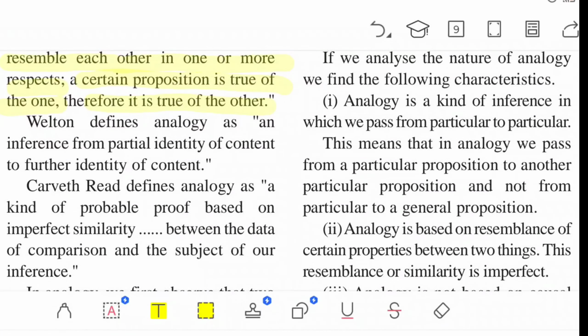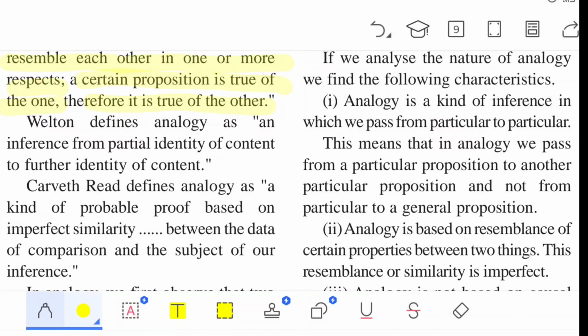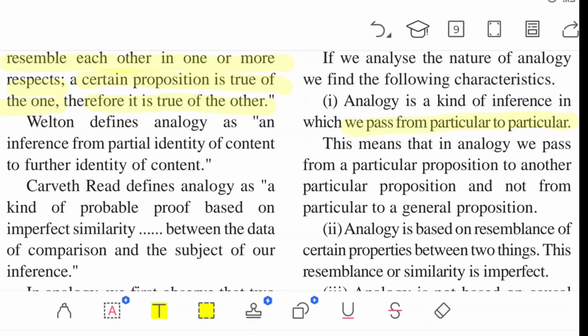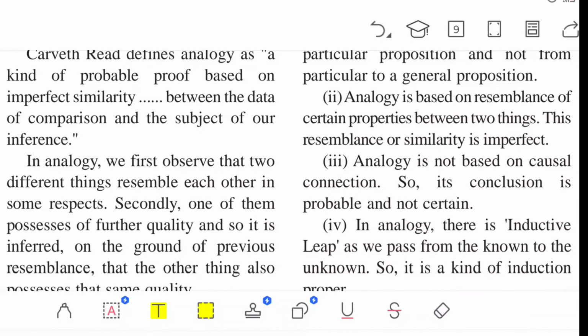So if we see the characteristics of analogy, then we can say analogy is a kind of inference in which we pass from particular to particular. Eta particular bostur pora ami beleg eta particular bostur ki koru characteristics bilak janiboloi try koru. Analogy is based on resemblance of certain properties between two things. This resemblance or similarity is imperfect.